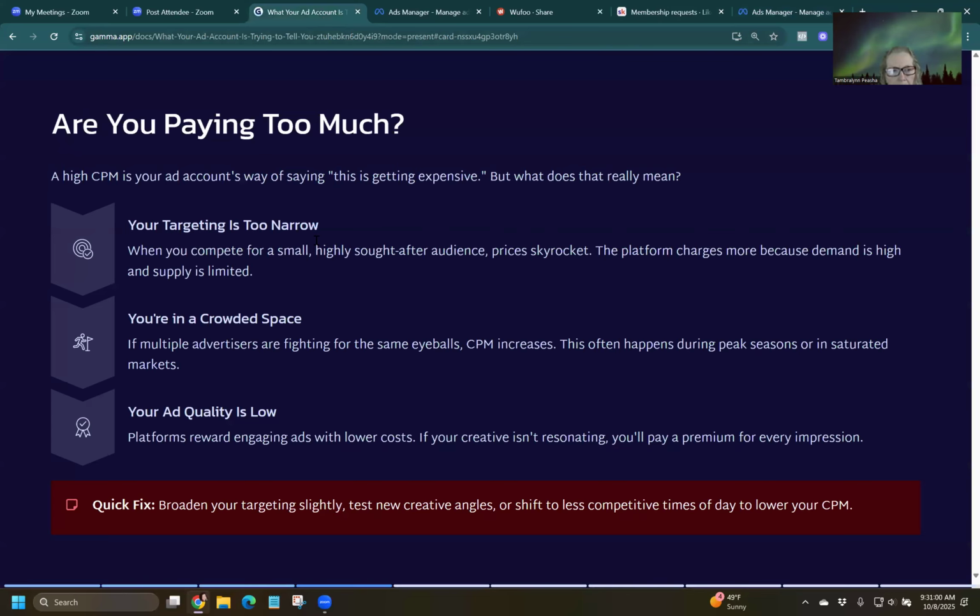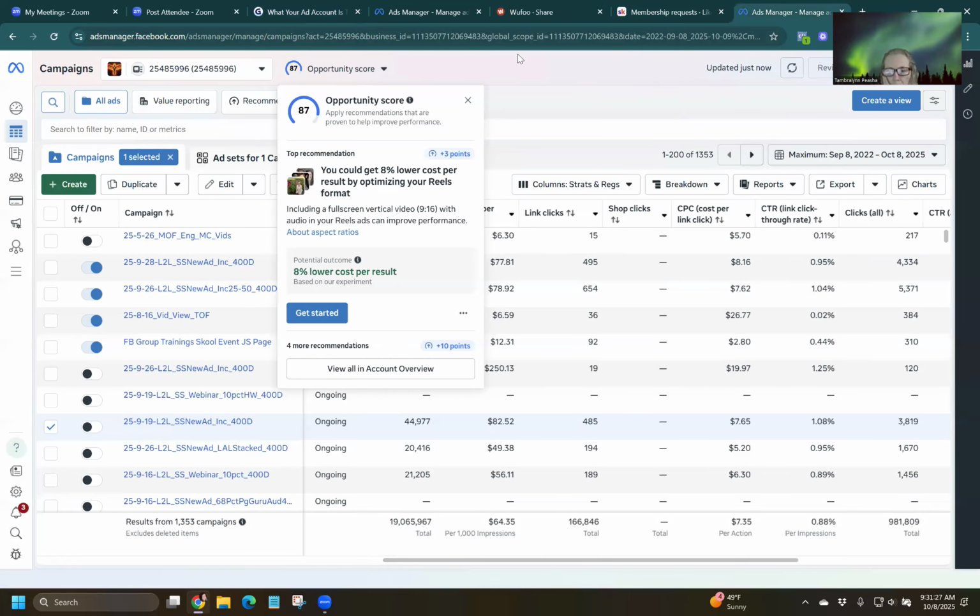But if that is off the charts, like I know if my CPMs get up into the 80s, 90s, and over 100, something is wrong. So the targeting could be too narrow. It might be too crowded. There's too much competition. The algorithm is going after a group of people in a highly competitive market. And it could be the ad quality is low, but I know my ads.